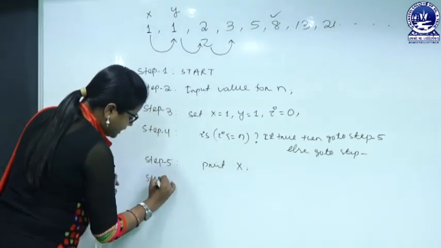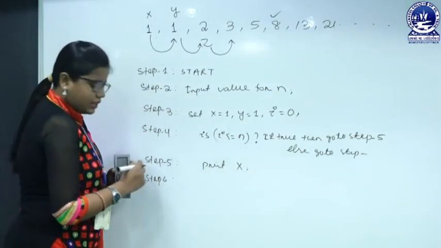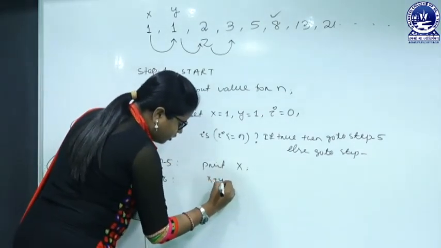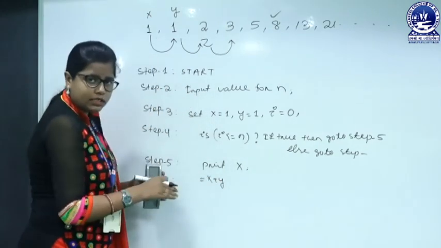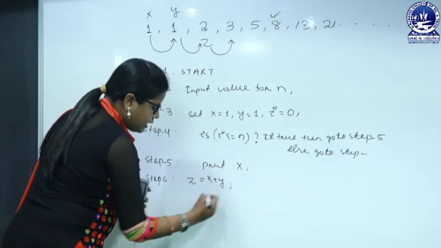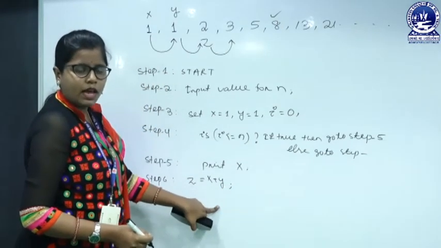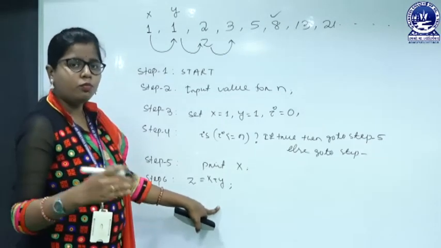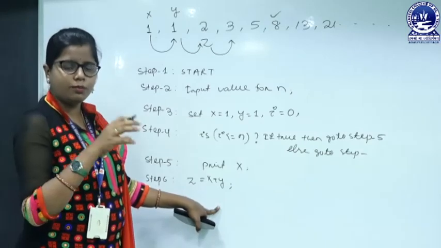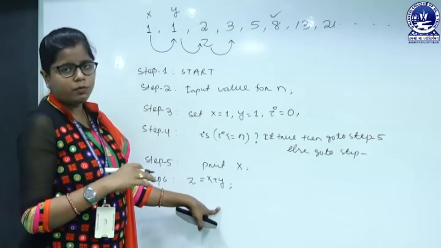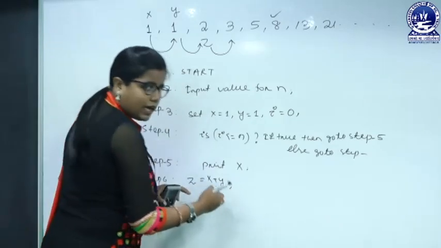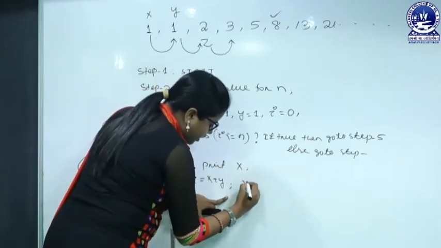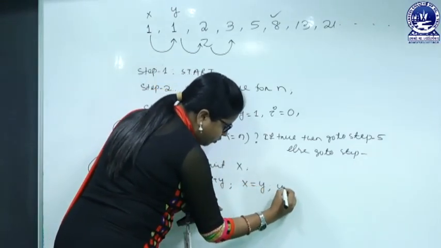Then in step 6, after printing the x value, what are we going for? We will add the x and y values, and we will put this sum into z. So z equals x plus y. And after adding the x and y values and putting the value into z, we need to move the values. That means the y value will move into x, and the z value will move into y. You can write it in another step, or in the same step. So x will be y and y will be z.